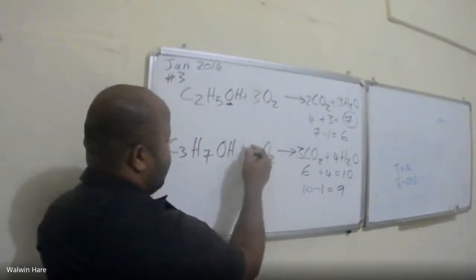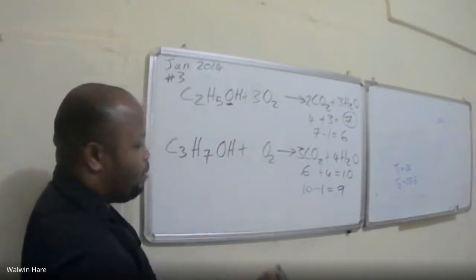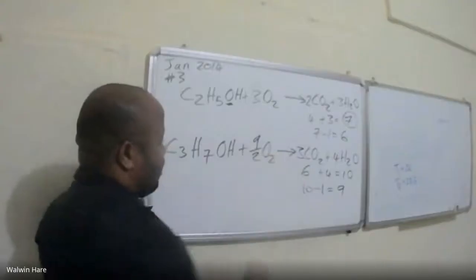So what do I do? What do we do with an odd number for oxygen? Put it over the 2. 9 over the 2. Right.